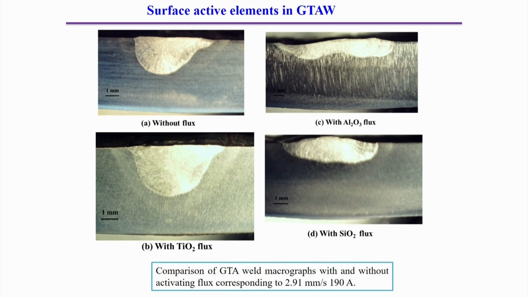But if we look at the TiO2 flux here, you can see there is a marginal improvement in the weld penetration. SiO2 also shows some marginal improvement, that means the width reduces and the depth of penetration increases. So, out of Al2O3, TiO2 and SiO2, the TiO2 is the most effective active element in the present system of welding, that means with the present conditions of the welding.